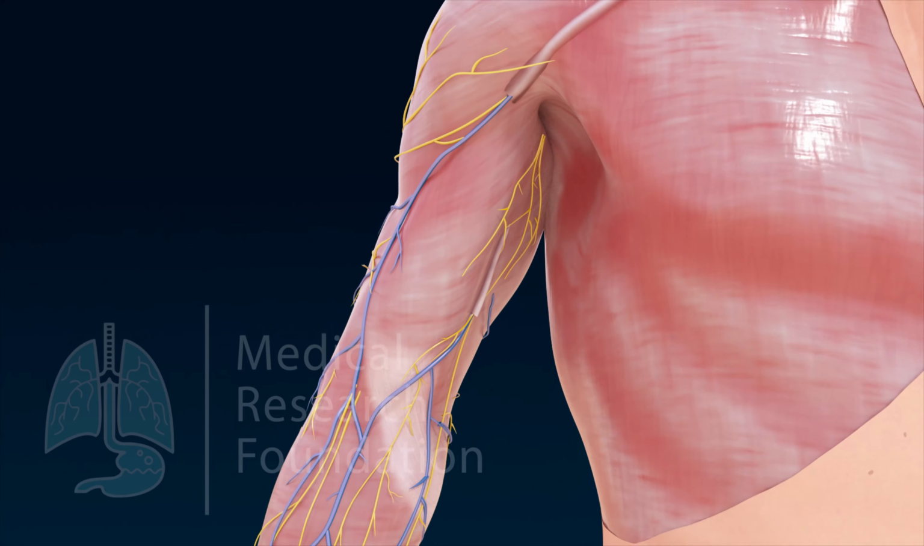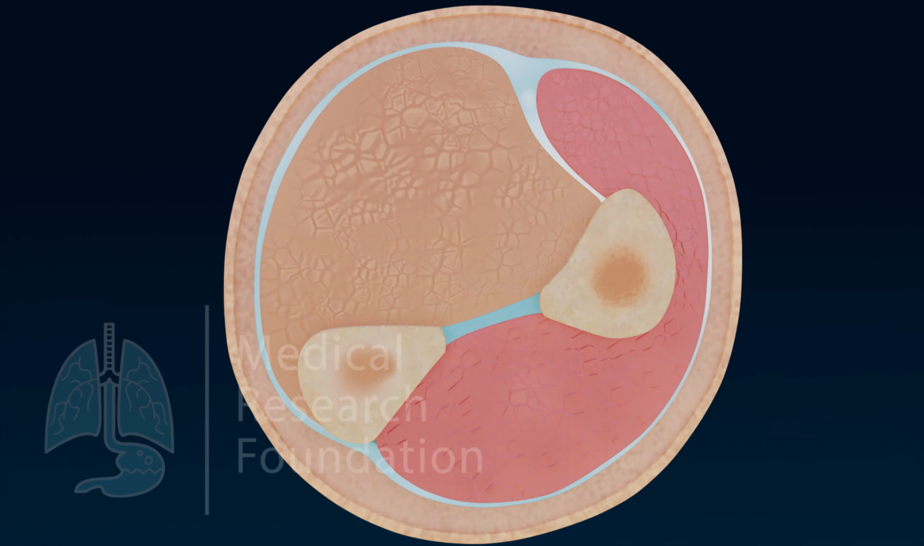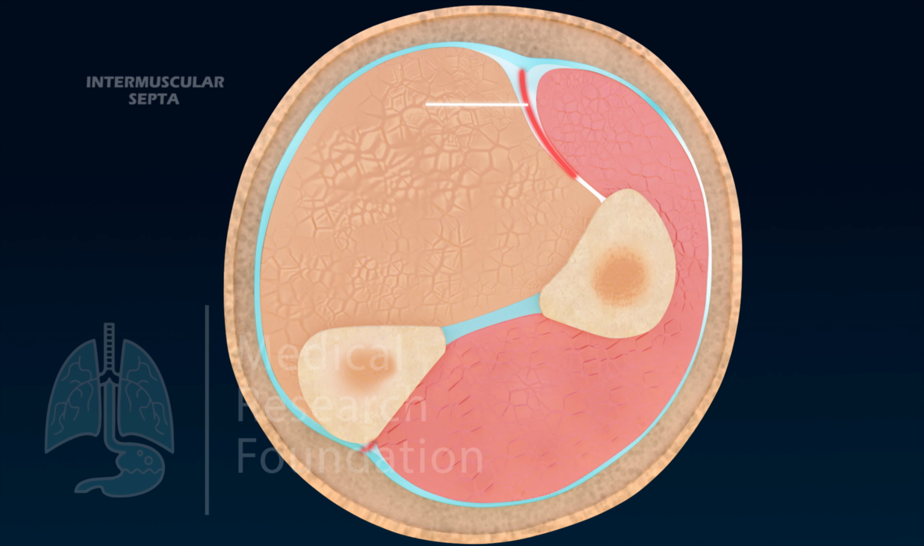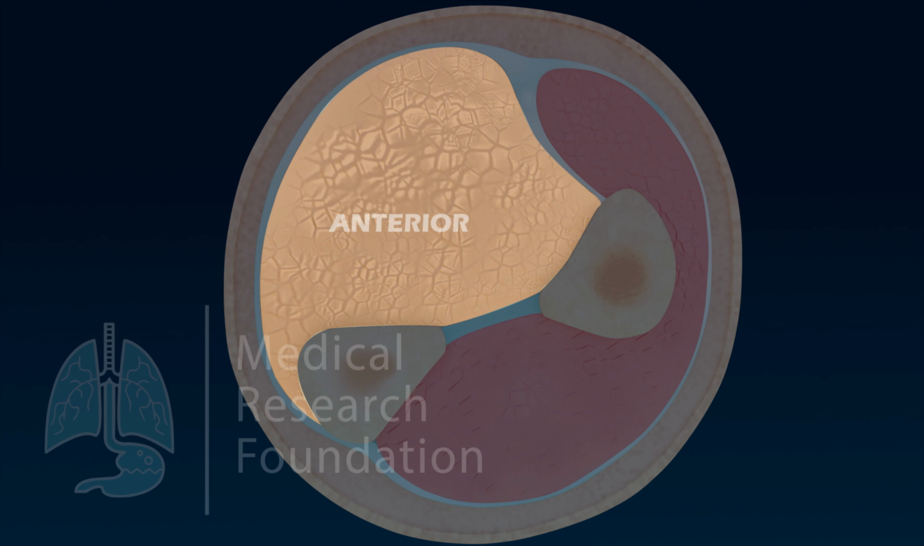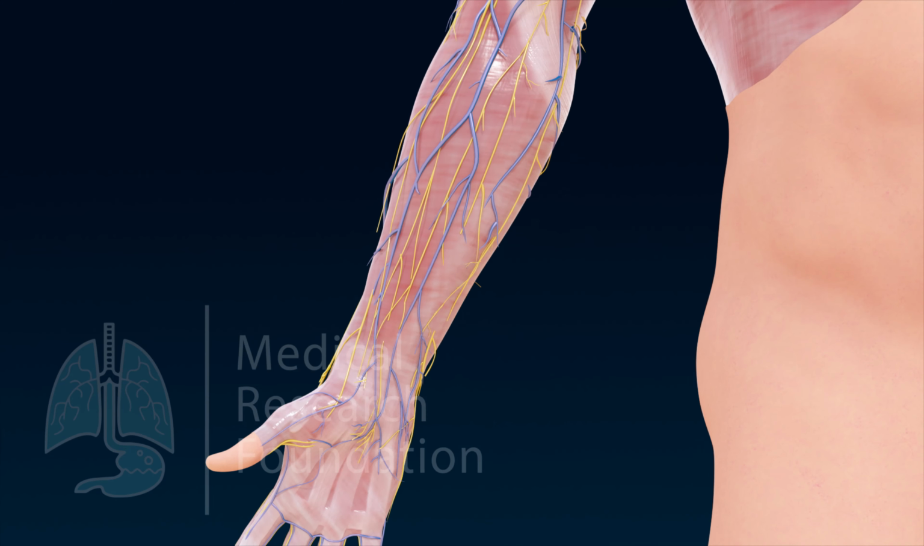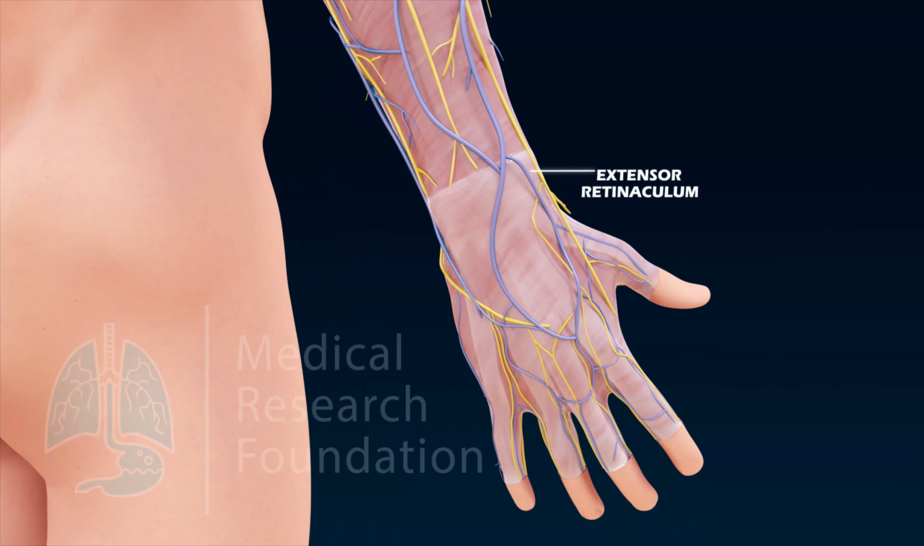Forearm is enveloped by deep fascia, also called the antebrachial fascia. Deep fascia sends intermuscular septa and divides the forearm into anterior and posterior compartments. At the wrist, deep fascia is thickened to form flexor and extensor retinaculum.